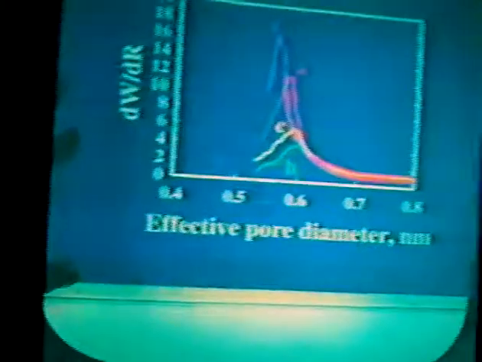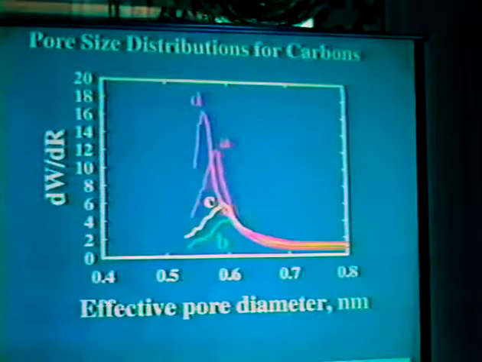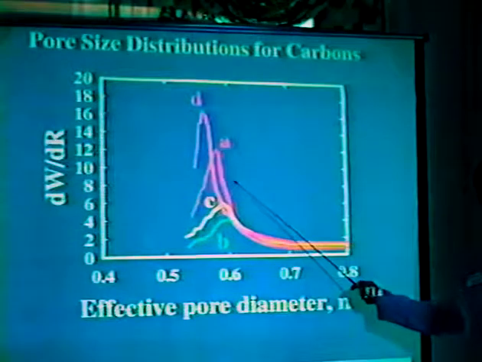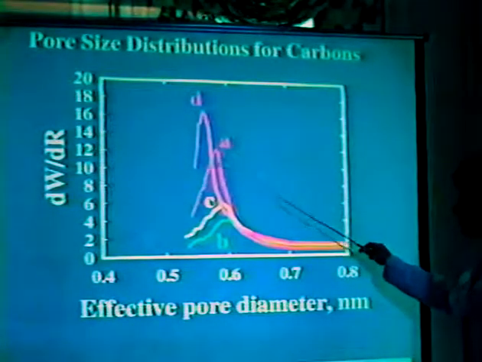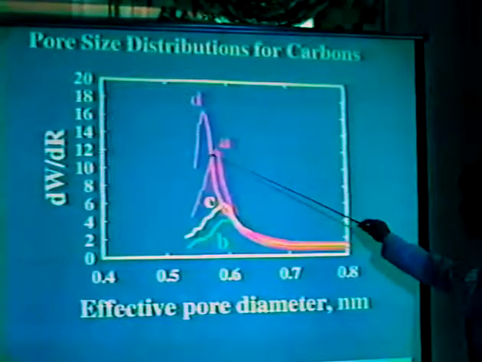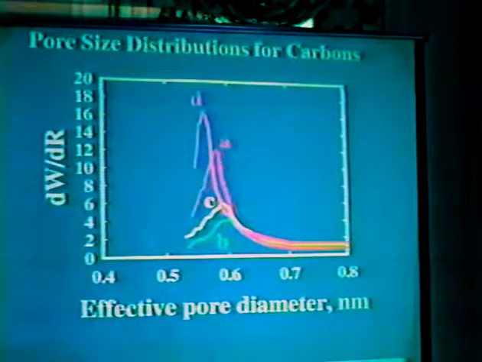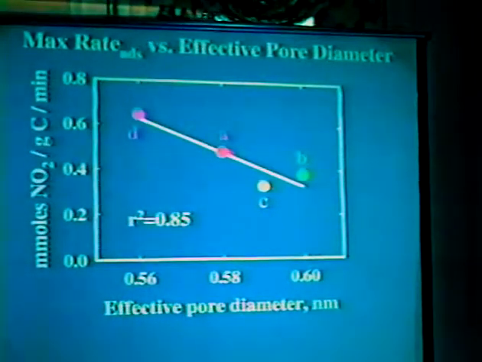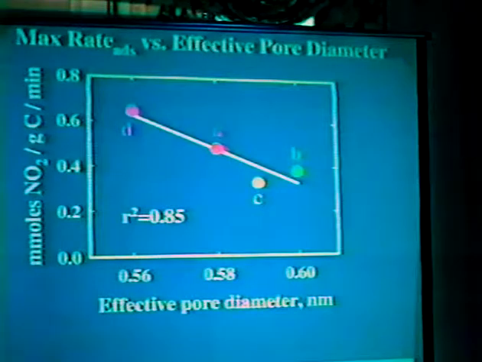The other thing that we looked at was pore size distribution, and as you see here, the two high-capacity carbons had very similar pore size distribution. Additionally, they had slightly lower effective pore diameters. These distributions were relatively narrow. And when we did the correlation, this view graph shows maximum adsorption rate versus effective pore diameter, we got really one of the better correlations that we obtained during the study.